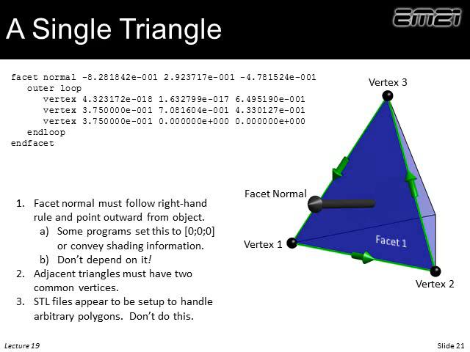Let's think about a single triangle. Just to repeat some concepts here, we put them in order of the right-hand rule. So we start at vertex 1, and we go counterclockwise to vertex 2, vertex 3, and back to vertex 1. So we curl the fingers of our right hand in this direction, and our thumb will point along the facet normal. So it has to follow the right-hand rule. Now, some programs also, because it's a little bit redundant, if we list the vertices in the order of the right-hand rule, will just set the facet normal to 0, 0, 0 and never bother calculating it. So again, the theme is, don't depend on the information under facet normal to really be the facet normal. Also notice that if we have adjacent triangles, for example, there's this other triangle over here, this shares 2 vertices with facet number 1.